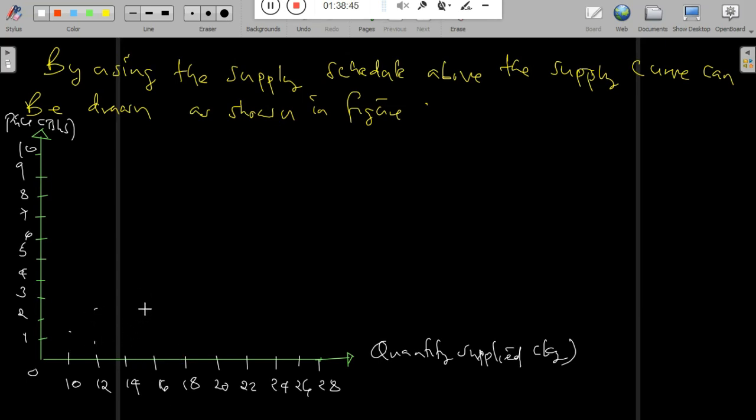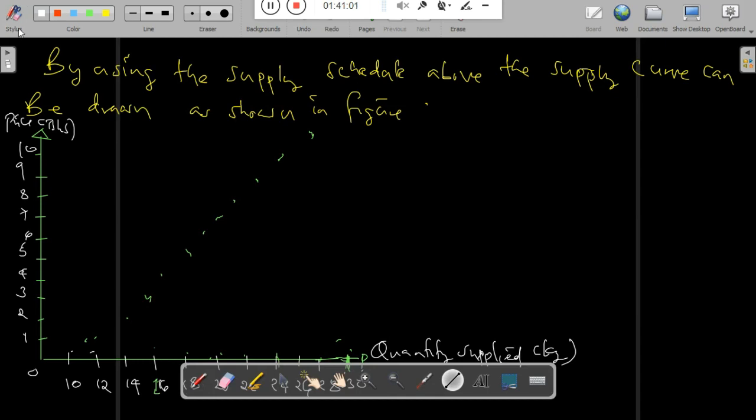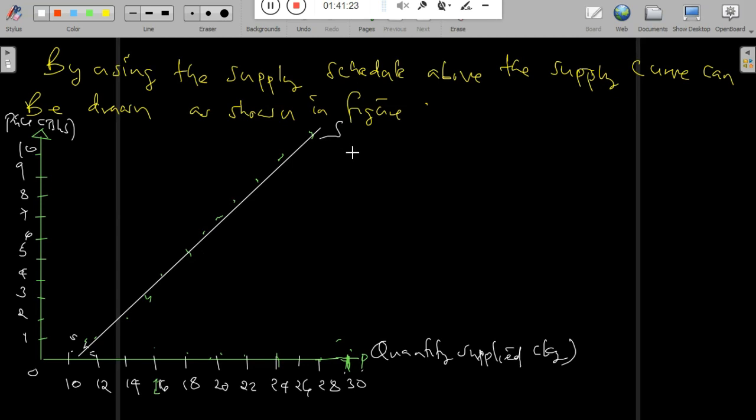That is the quantity supplied, and we also have the price in Tanzanian shillings from 0, 1 up to 10. As you can observe, when the price is 0, the quantity supplied is 10, and when the price increases from 1 to 2, the quantity supplied is 12. When the price increases from 2 to 3, the quantity increases from 12 to 14. The same applies to the remaining data set.